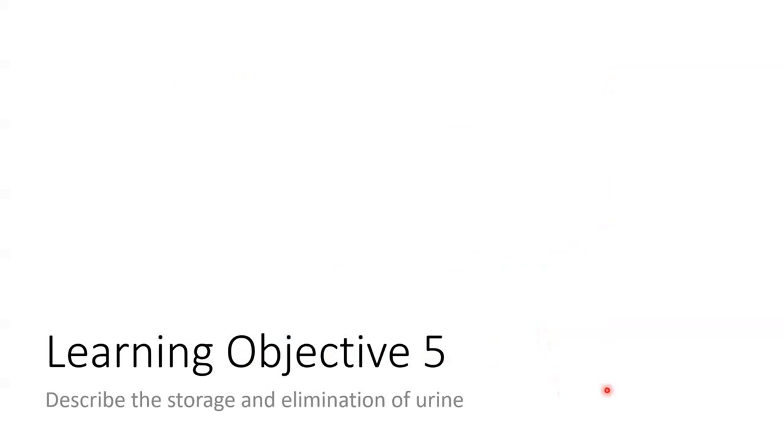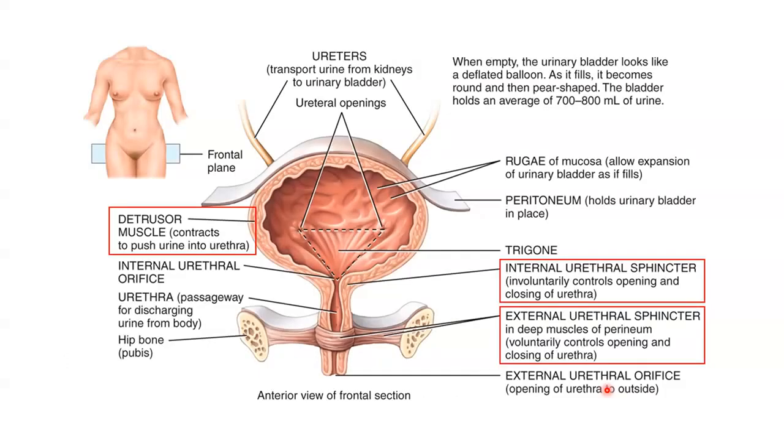And then the last learning objective for the physiology of the urinary system is to describe the storage and elimination of urine. So once the filtrate leaves our collecting ducts, it drains into our minor calyces and then our major calyces, and it's now called urine. From the major calyces, they unite to form the renal pelvis. From the renal pelvis, the urine drains into our ureters and then the urinary bladder. Urine is then temporarily stored in the bladder until it's discharged through a single urethra.